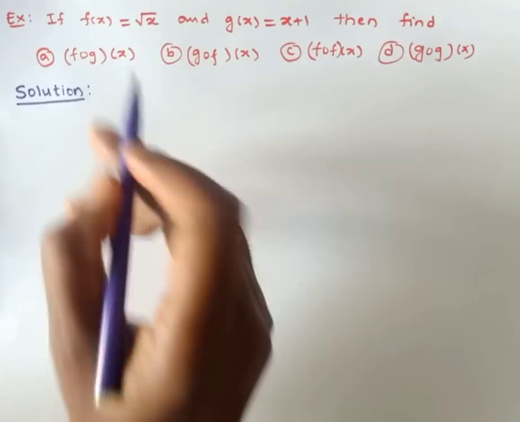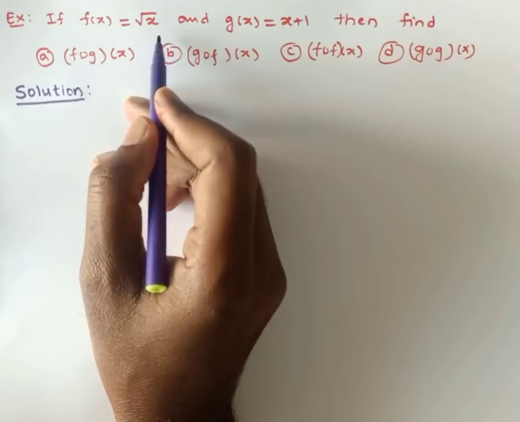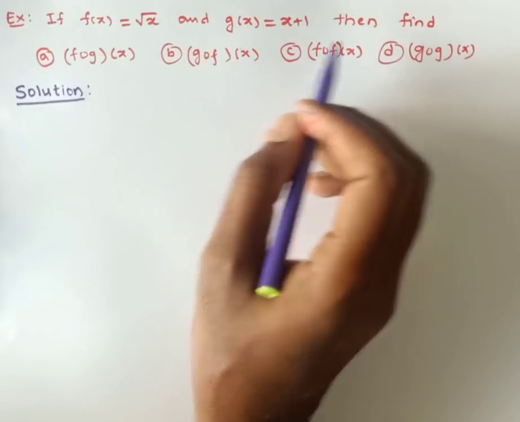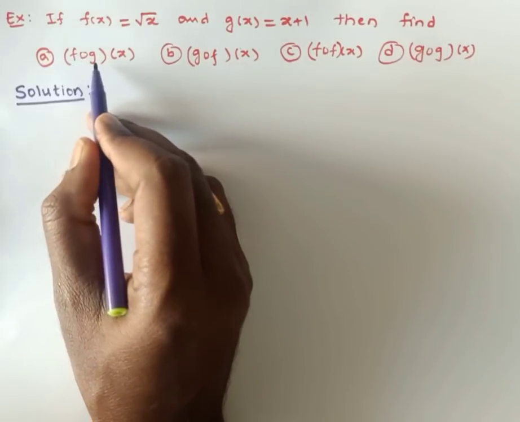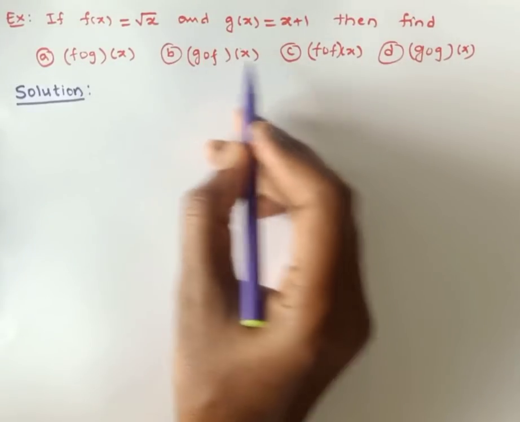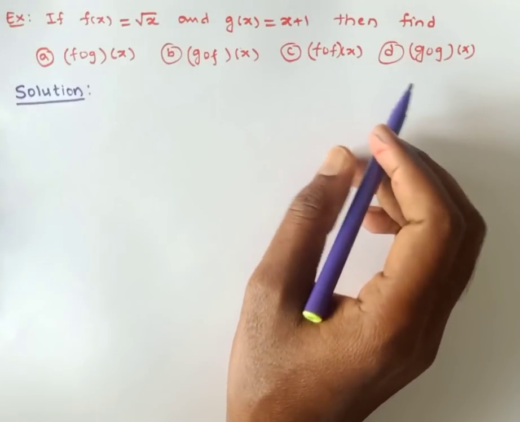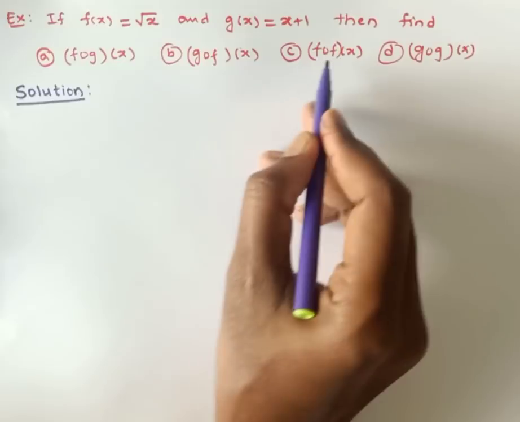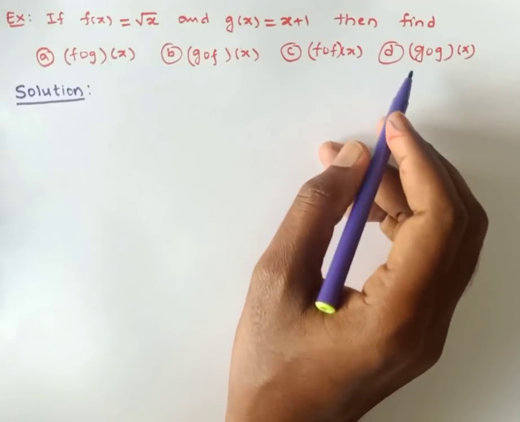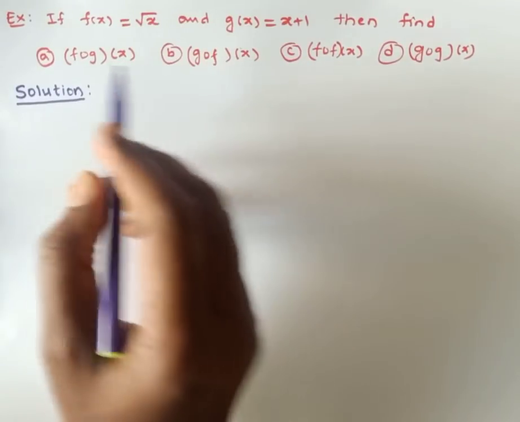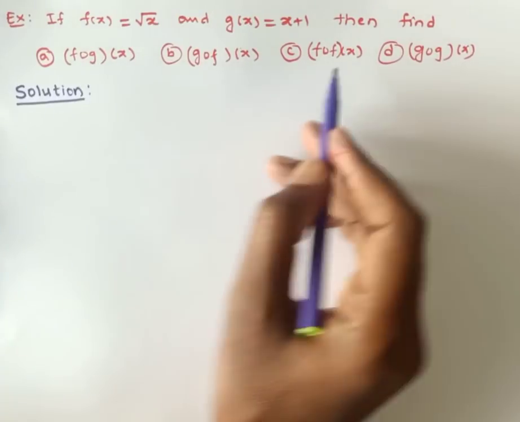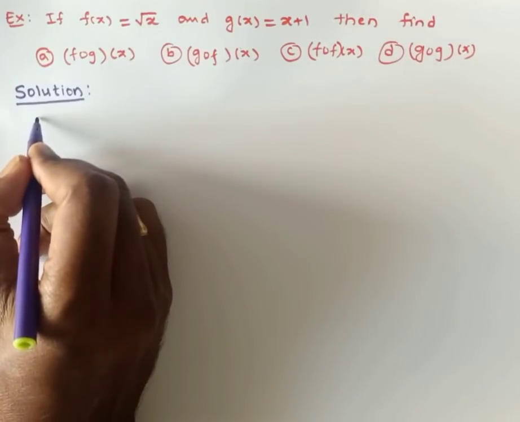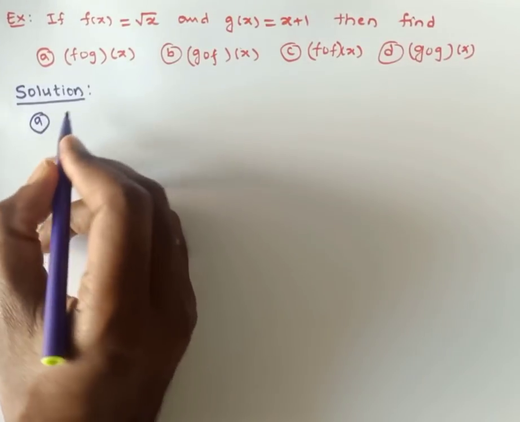See the example. If f of x is root x and g of x is x plus 1, then find the composition between f and g, g and f, f and f, and g and g. That is f compose g of x, g compose f of x, f compose f of x, and g compose g of x, or f circle g, g circle f, f circle f, and g circle g. Now, first the first problem, A.